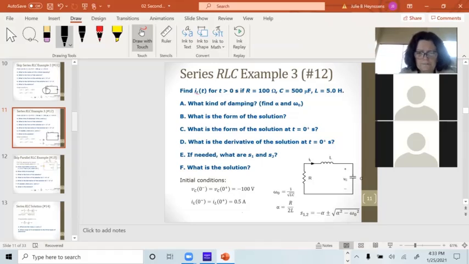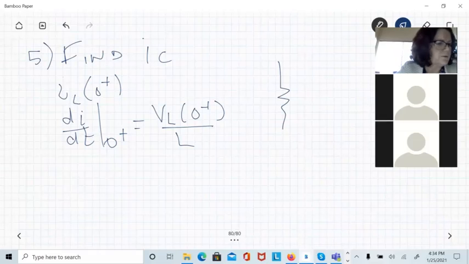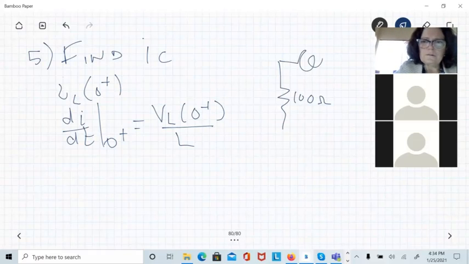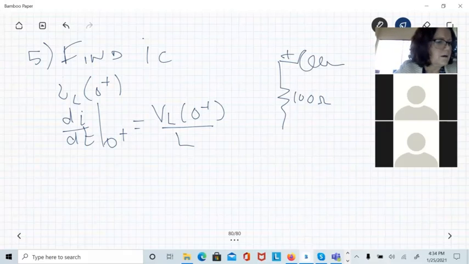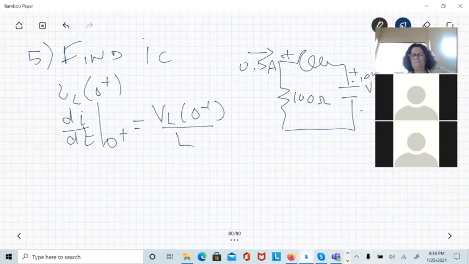Here's the circuit I have to solve. Do I have it written down in here? Yes, I do. Oh my gosh, I'm so proud of myself. Here's the circuit I have to solve to get the initial conditions. I've got a resistor, and it's 100 ohms. I've got an inductor, plus this side. It has a ½ amp flowing through it. We are given that. That's my IL of 0 plus. And I have a capacitor with my VC of 0 plus defined, and it's minus 100 volts. Okay, so we've got IL of 0 plus. It's a ½ amp.